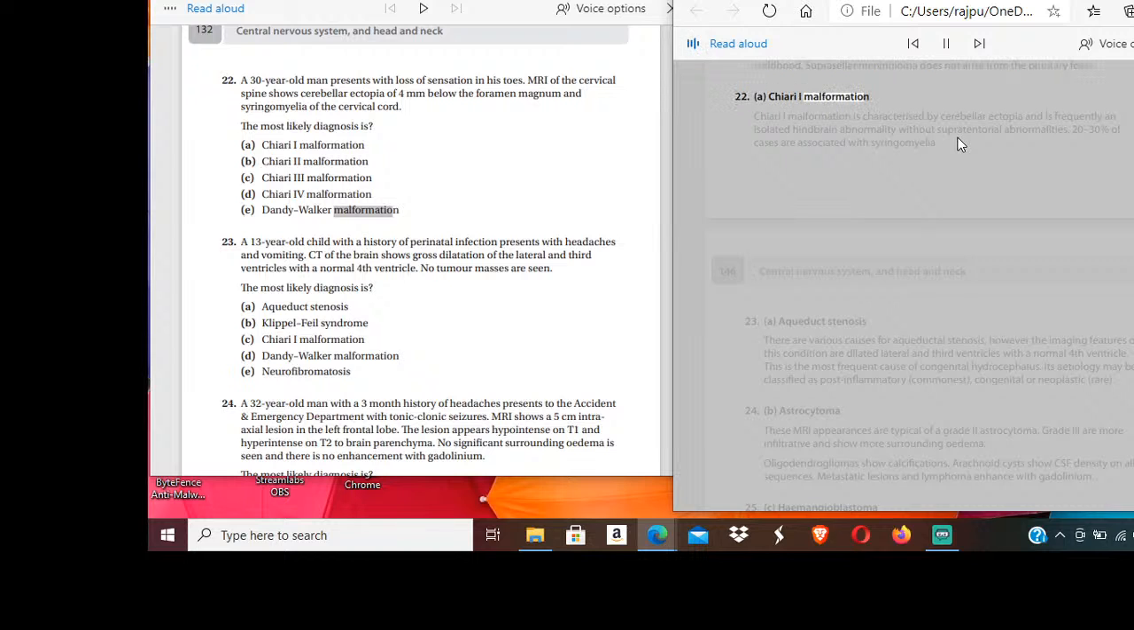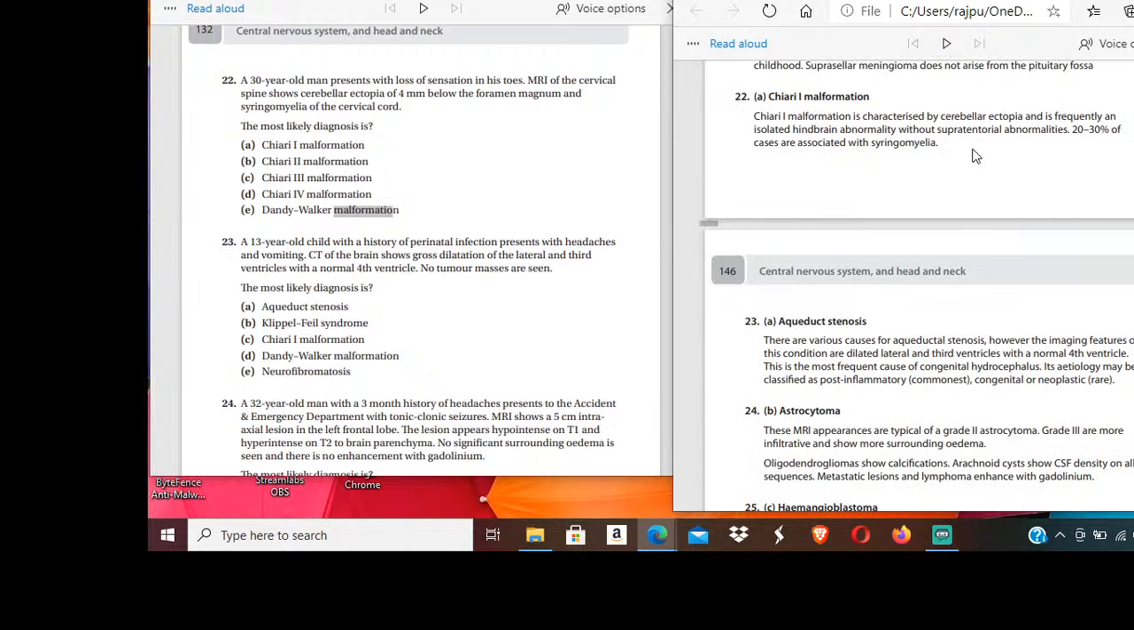22. A. Chiari malformation. Chiari malformation is characterized by cerebellar ectopia and is frequently an isolated hindbrain abnormality without supratentorial abnormalities. 20–30% of cases are associated with syringomyelia.